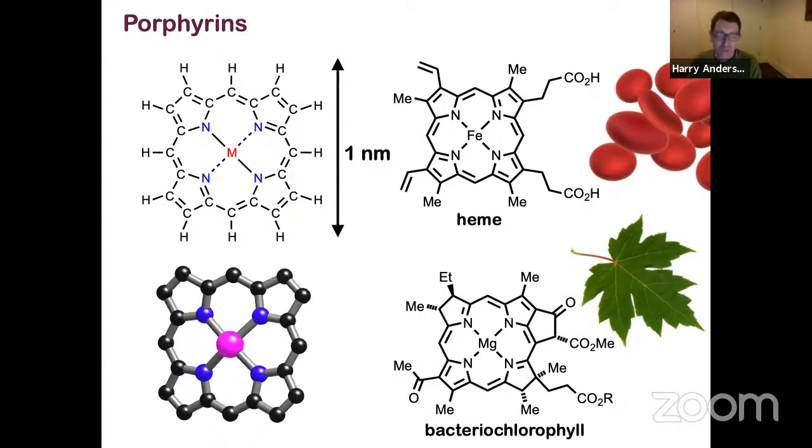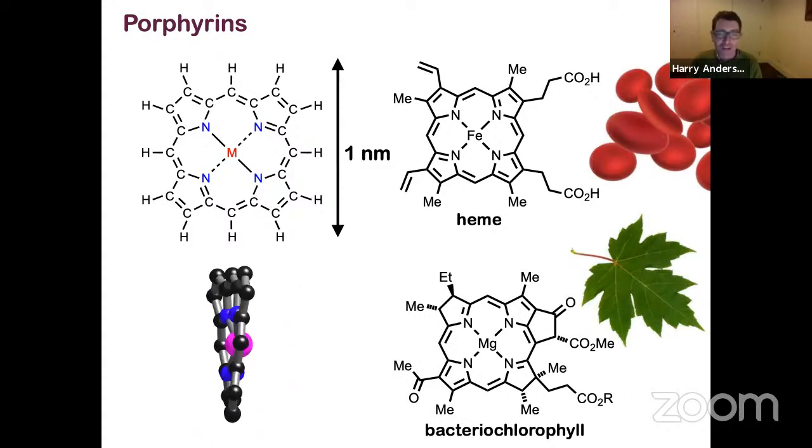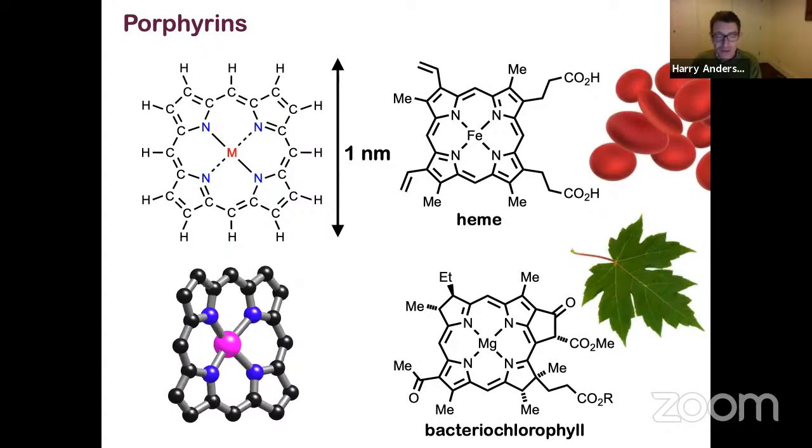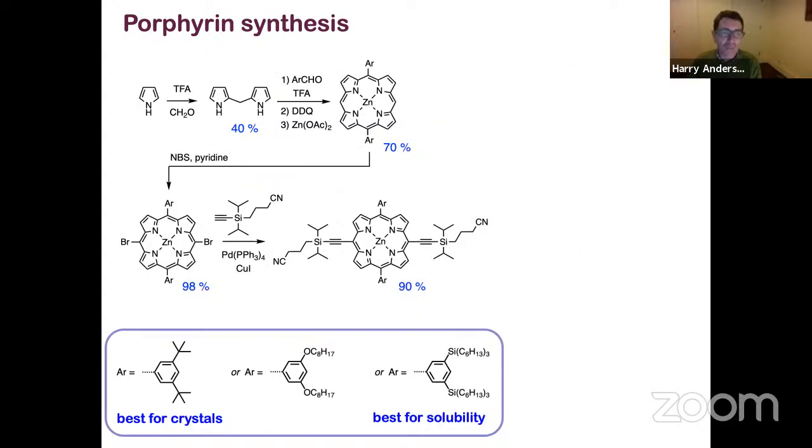I thought I should show you how we synthesize these porphyrins because it helps you relate to where they come from. So they all come from pyrrole. Just condensing pyrrole with formaldehyde forms a dipyrromethane, which you can then condense with a benzaldehyde to form a diaryl porphyrin. We normally insert zinc, but you can insert other metals. And then we brominate and do a palladium catalyzed Sonogashira coupling with an acetylene to put on these acetylenes, and we often join acetylenes together to make the molecular wires.